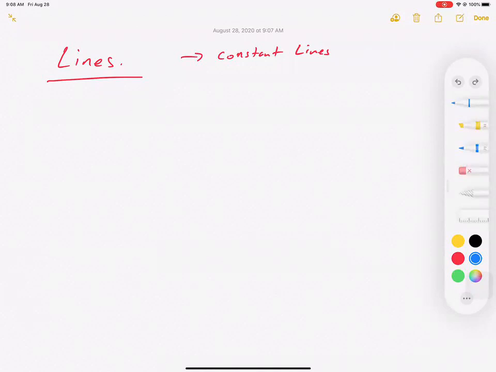Okay, so we're talking about a couple of different types of lines. That's how we're going to start. We have first constant lines, and for constant lines, we can say y is equal to 3. So when y is 3, y is always 3 here. It's never going to change.